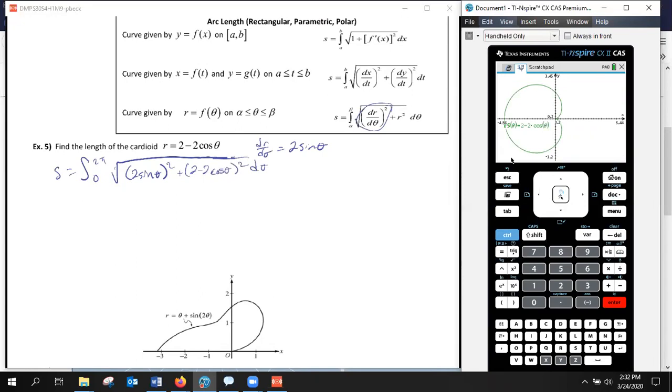So let's FOIL this out. So integral 0 to 2 pi, square root of 4 sine squared theta plus 4 minus 8 cosine of theta plus 4 cosine squared theta d theta. So that would be, my handwriting is getting sloppier and sloppier. Integral from 0 to 2 pi. I have 4 sine squared plus 4 cosine squared, which will give me the square root of 8 minus 8 cosine of theta.